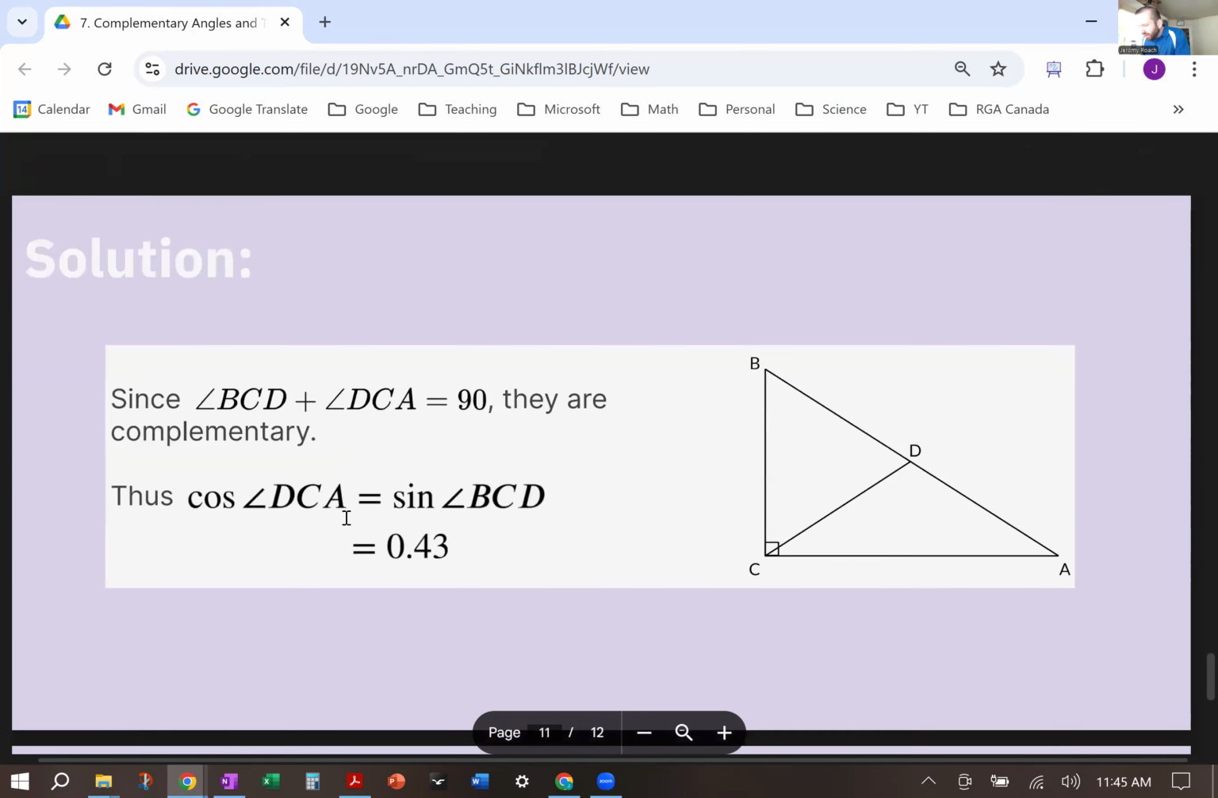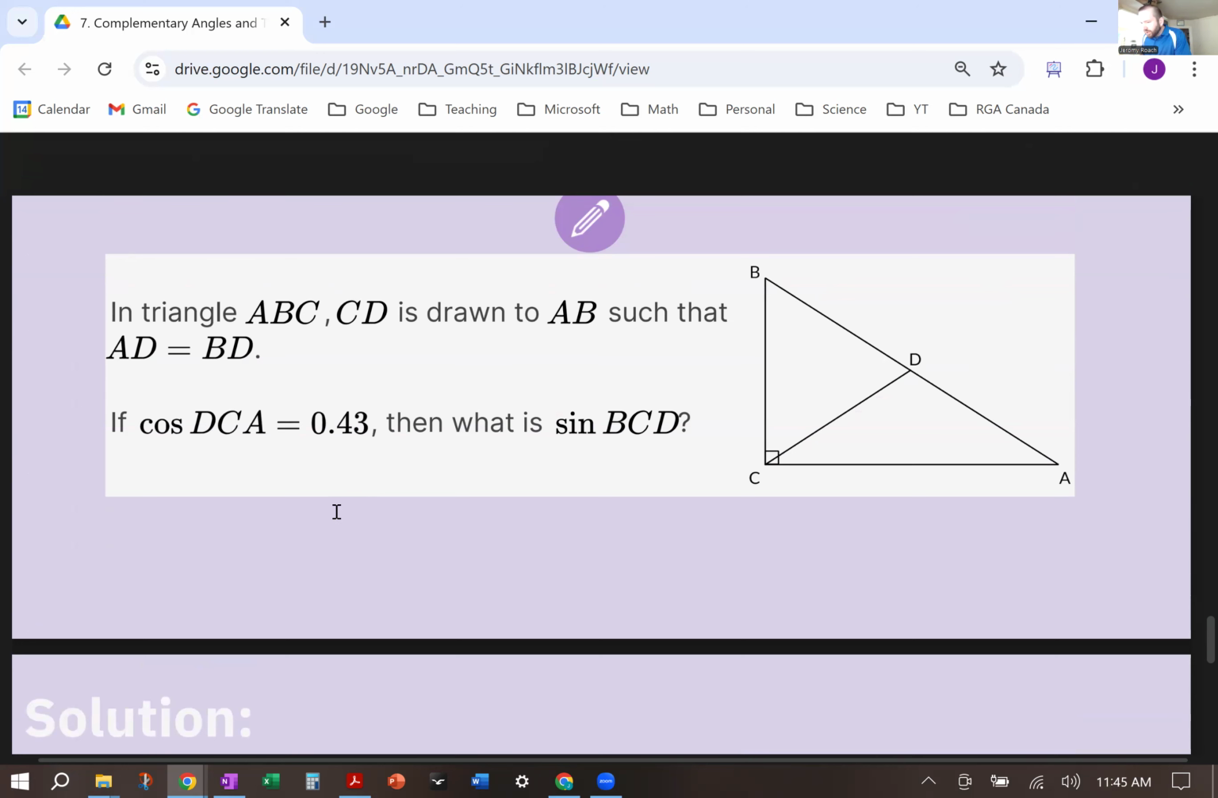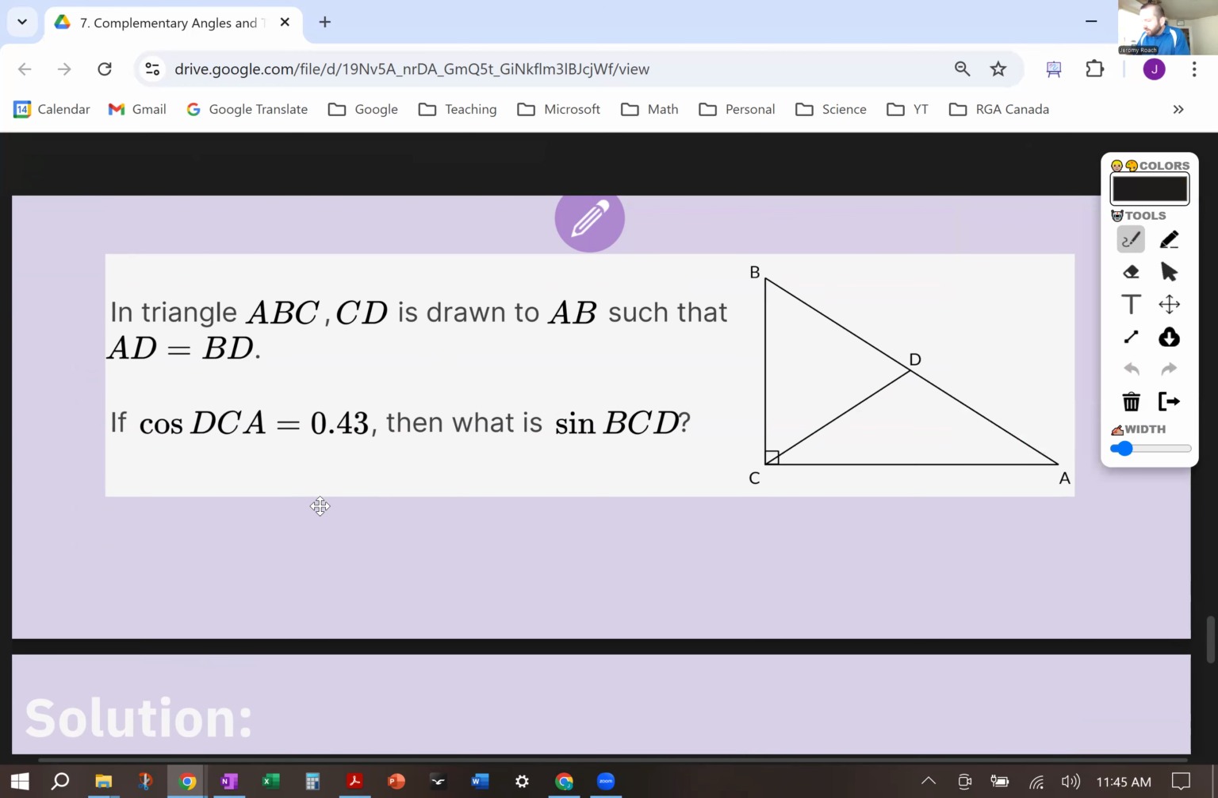Okay, let's see. I think maybe we might not have time for another example. Let's look at one more here. It says ABC, CD is drawn to AB such that AD equals BD. So we can mark these like this. AD equals BD. And it says cosine DCA is 0.43. So DCA is this. We're going to assume that's a right angle, I believe. Yeah. So it says cosine DCA is 0.43.